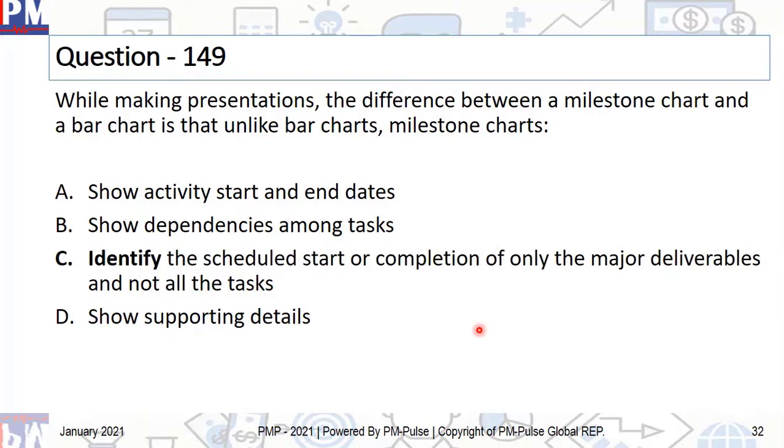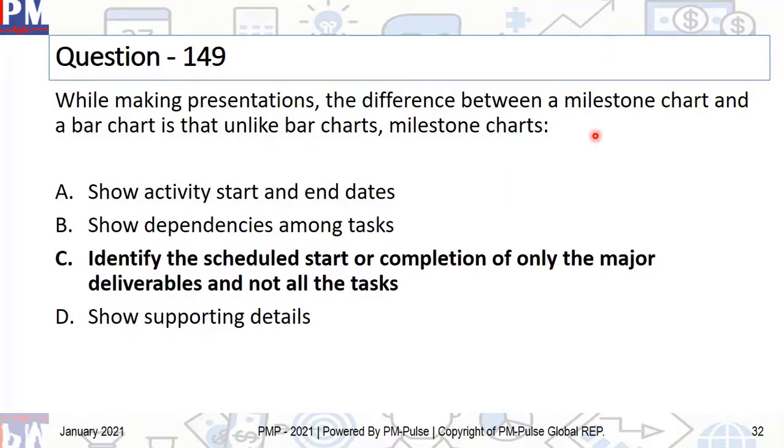And the correct answer obviously is C, because a milestone is basically the culmination of a group of activities. Basically, it's not even a task. It just tells us, okay, this is where you have reached, which is very close to what is written here: identify the scheduled start or completion of only the major deliverables and not all the tasks. It's not a perfect definition, but it relates to milestone best compared to the other options provided, which are actually incorrect.